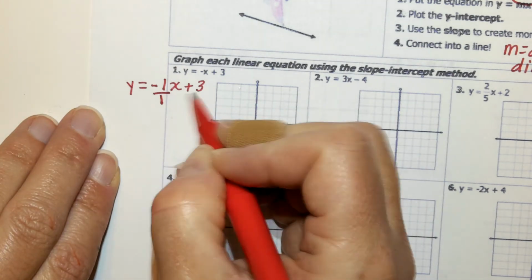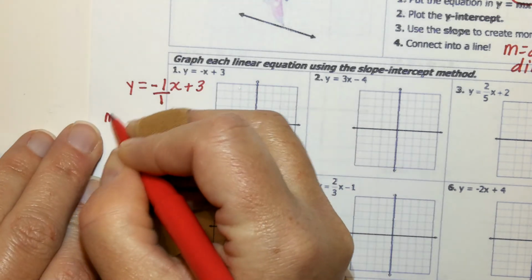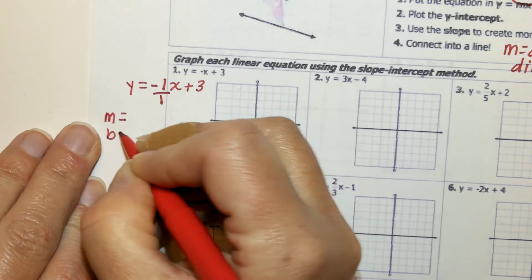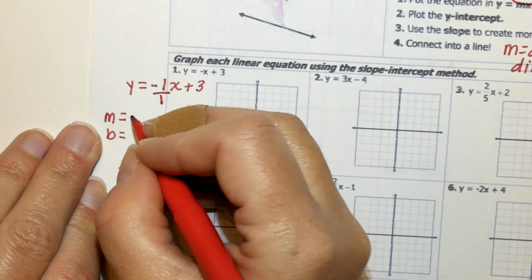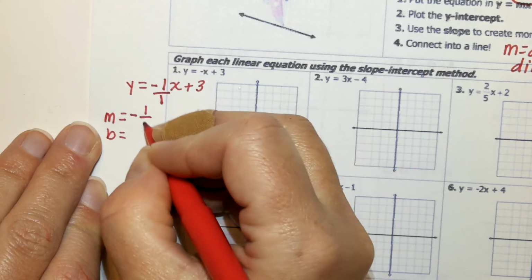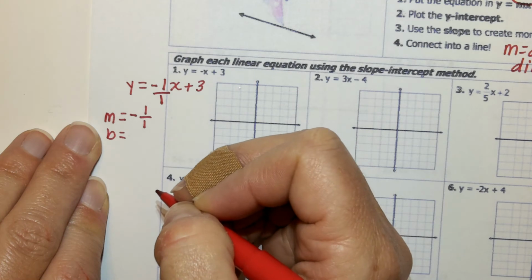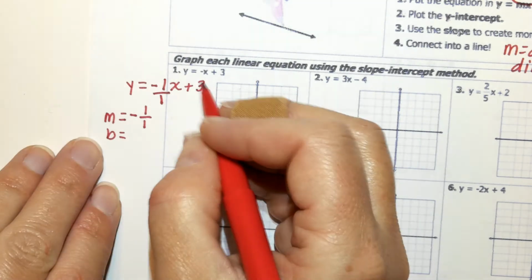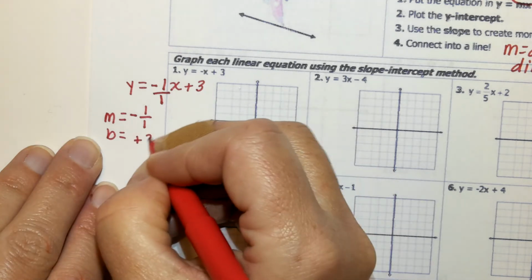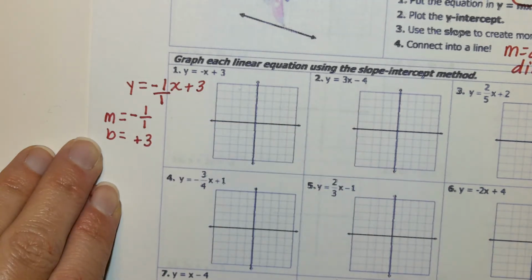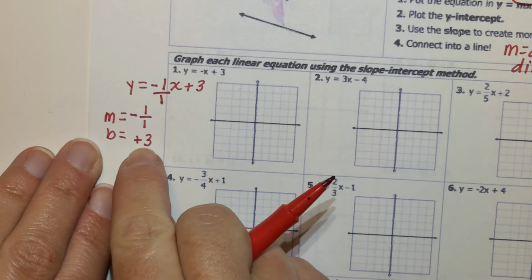Now, let's break apart the information we need from this equation. We need the slope. We need the y-intercept. So the slope is the number that's stuck to the x, negative 1 over 1, as a fraction. The y-intercept is the number that's sitting out here, which in this case is a positive 3.